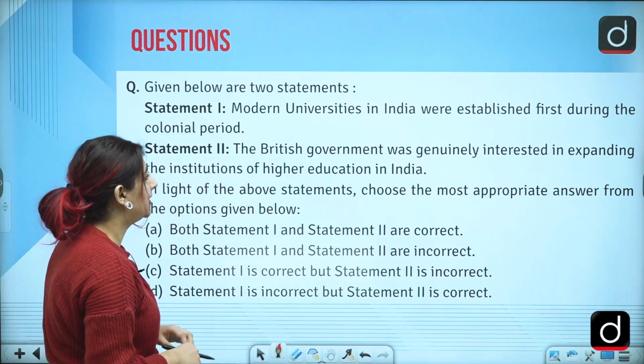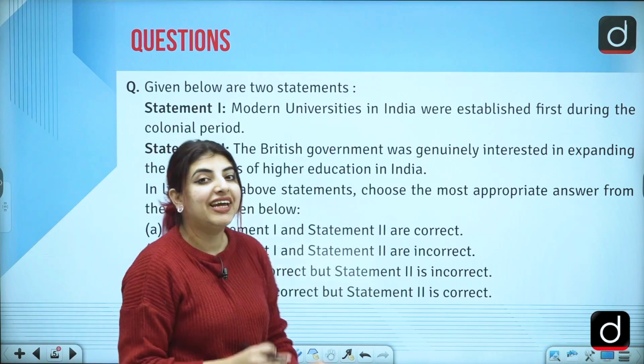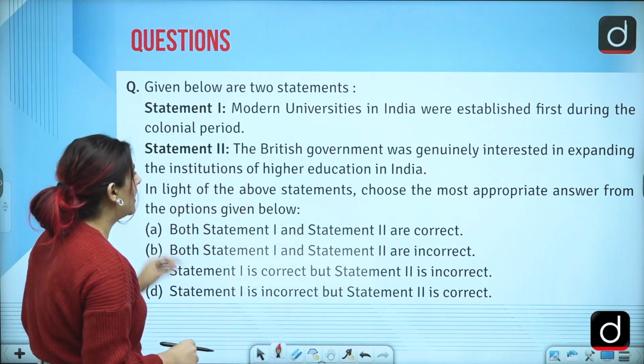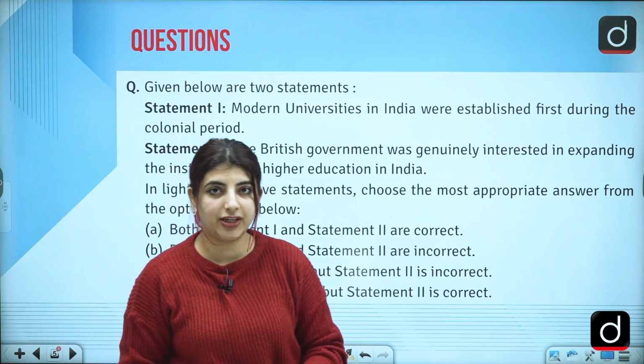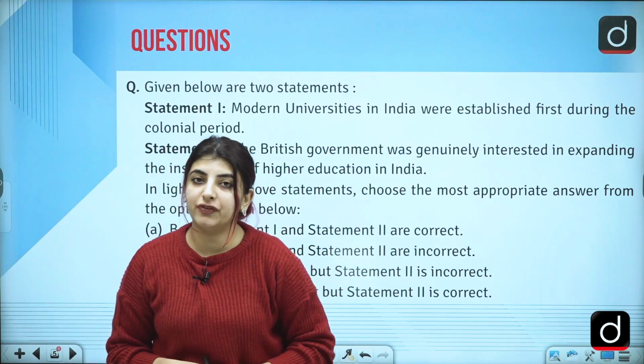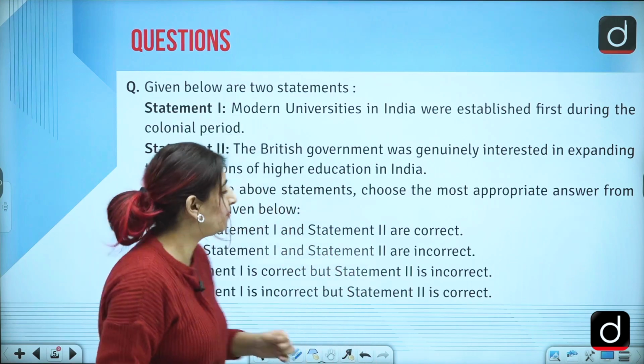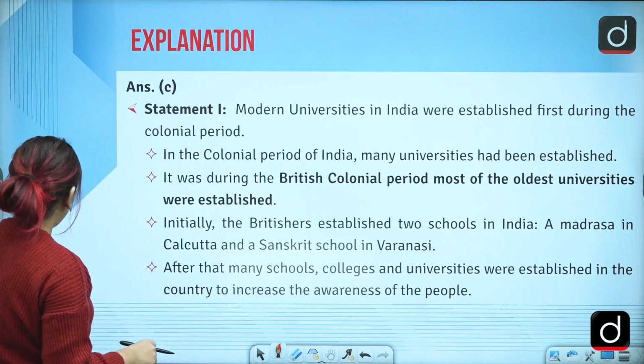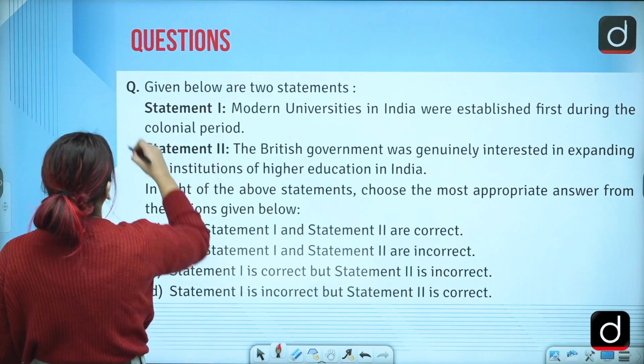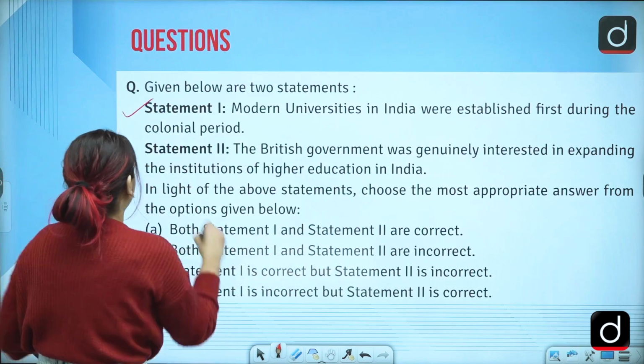Statement 2, on the other hand, says the British government was genuinely interested in expanding the institutions of higher education in India. Again, I tell you to pause your videos to work out the answer. What do you think the answer would be? The answer to this question is option C, which says that statement 1 is correct while statement 2 is incorrect.